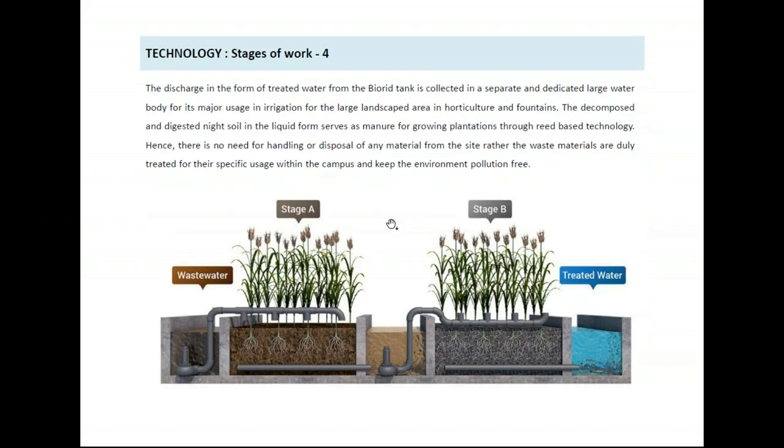In stage four, the discharge in the form of treated water from the bioreed tank is collected in a separate and dedicated large water body for its major use in irrigation for the large landscape area in horticulture and fountains. The decomposed and digested night soil in the liquid form serves as manure for growing plantations through reed-based technology.